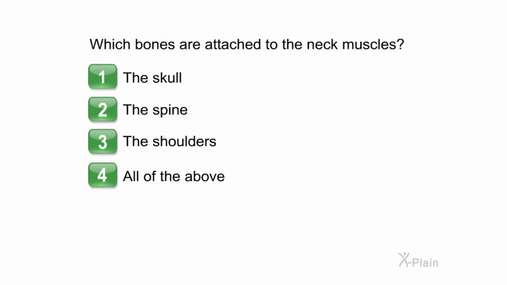Which bones are attached to the neck muscles? Choose one of the following options. 1. The skull. 2. The spine. 3. The shoulders. 4. All of the above. Correct.